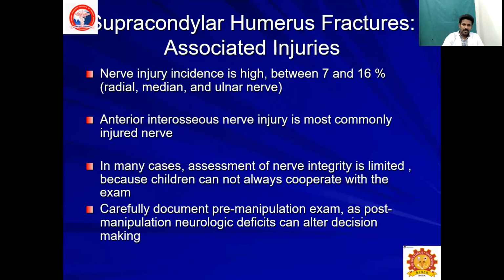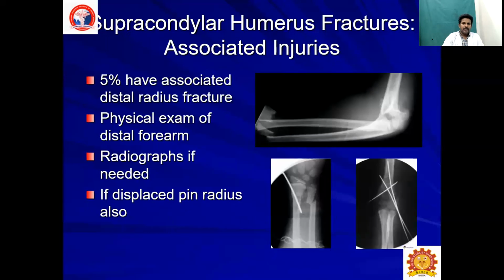Supracondylar fracture, nerve injury incidence is 7 to 16%. Anterior interosseous nerve is most commonly injured, that is the branch of the median nerve. In many cases, assessment of nerve integrity is limited because the child cannot always cooperate with the examination. Carefully document the pre-manipulation exam, and a post-manipulation examination should be done. In supracondylar fracture, only 5% have an associated distal radial fracture.